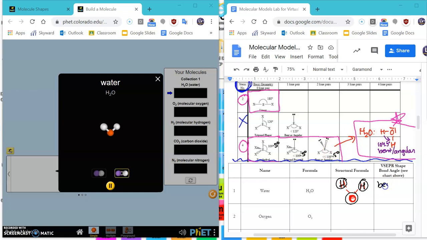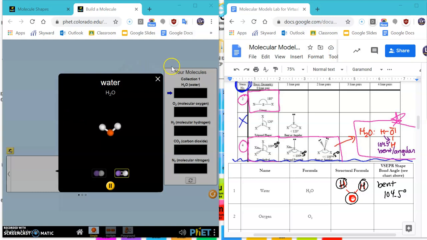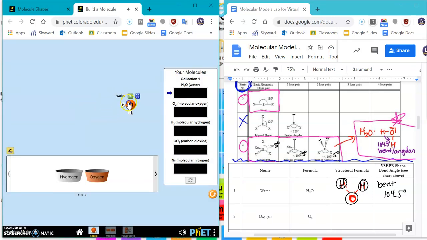It is a special bent shape, which is 104.5 degrees specifically. Okay. And then what you do is you exit this out and drag it in here. You created that one, and then you can go and build the next one, which is oxygen, which is a diatomic molecule. There are two of them.